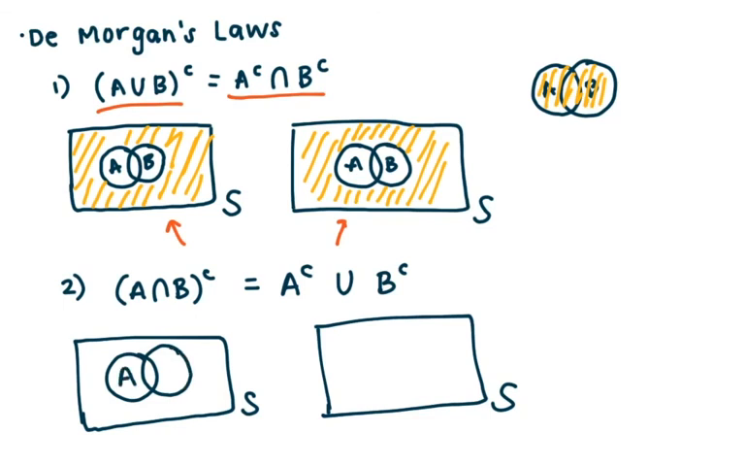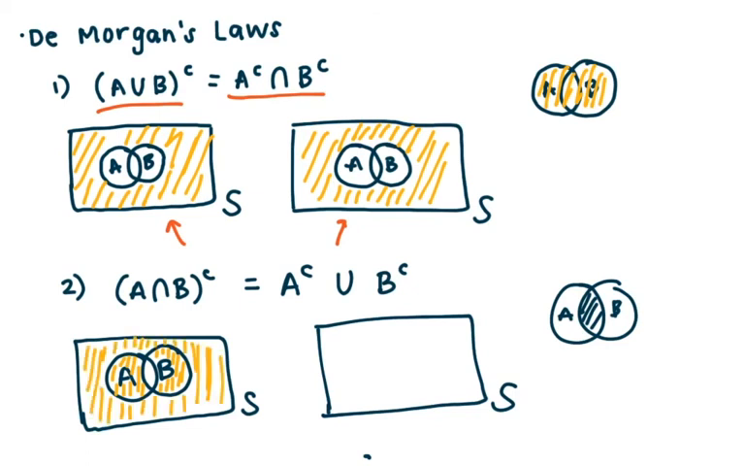So we're looking at A intersection B. Remember that A intersection B is this region right here. The complement is everything outside of it. So this is what our picture looks like on the left.